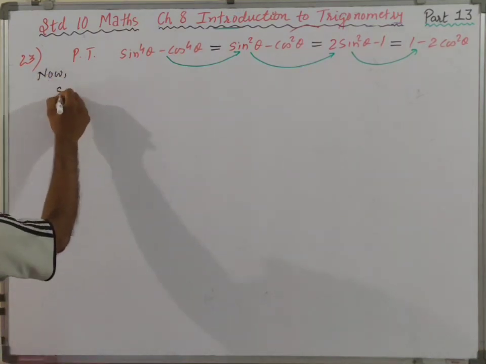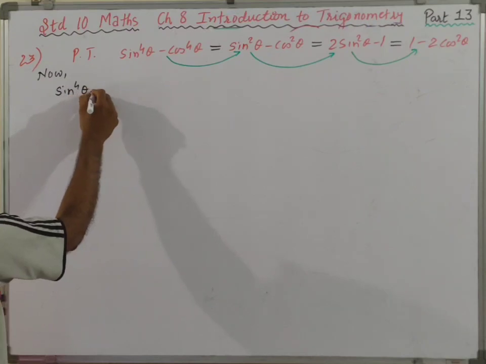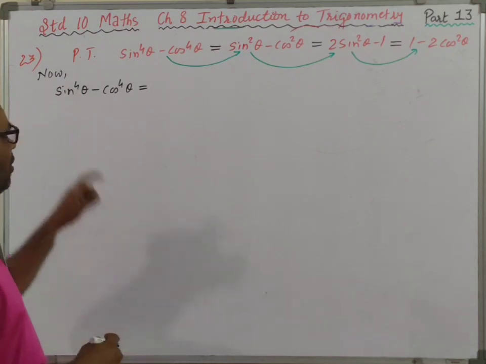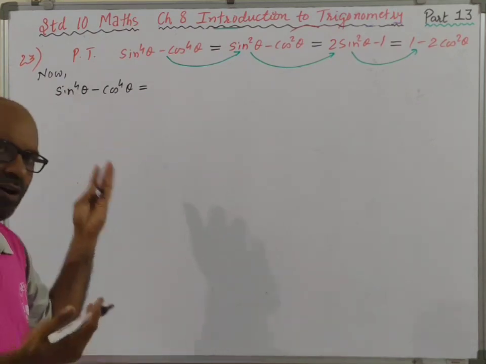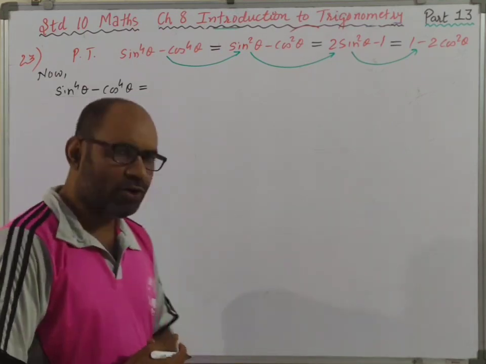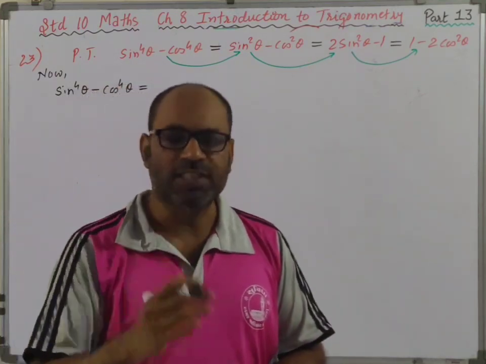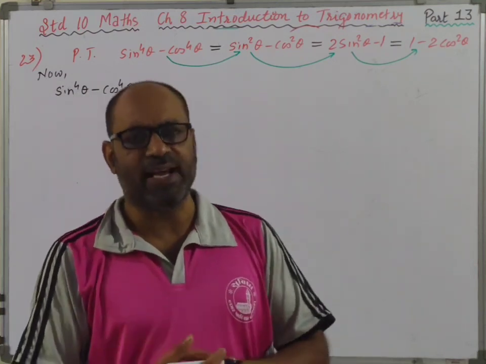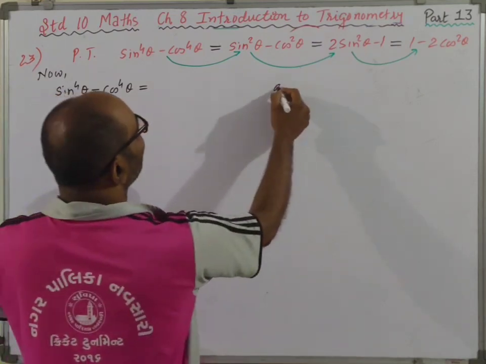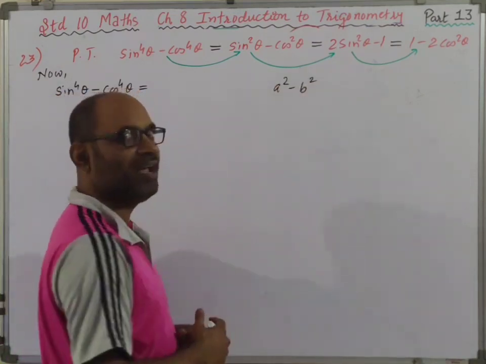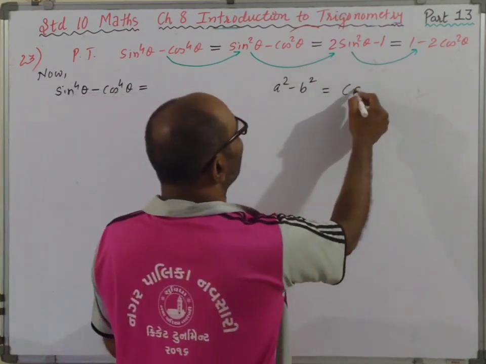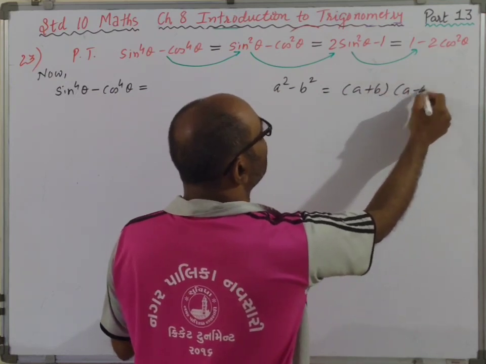Now, sin raised to 4 theta minus cos raised to 4 theta is equal to. Children, what can we do? It is already in terms of sin and cos. So what can you do? You use simplification. Now what do we do in simplification? There are two terms and it is of the a square minus b square form. Though it is degree 4, you can write it as a perfect square. So the factors will be a plus b into a minus b.